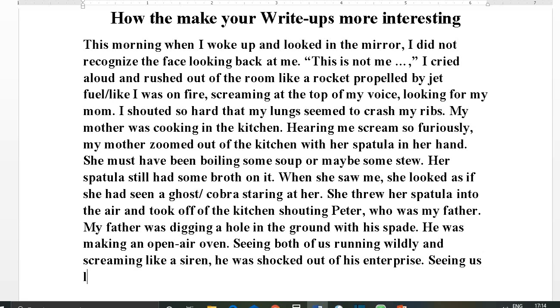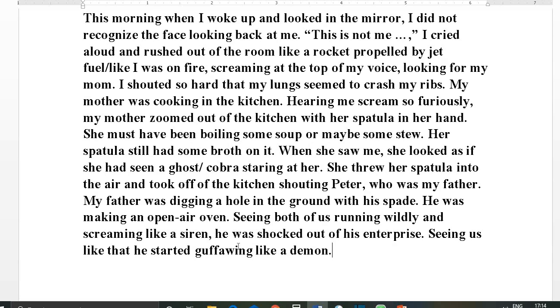Seeing us like that, he started guffawing like a demon. So now instead of getting surprised, he started guffawing, that is, laughing aloud like a demon. He made faces. I'm writing whatever is coming to my mind. So the same way you can write a story in the examination. He made faces at us for being such idiots.